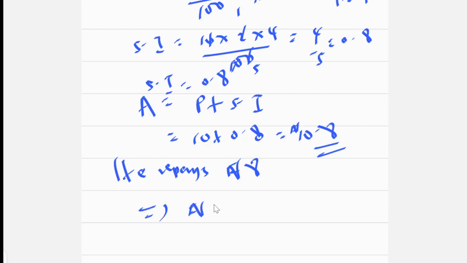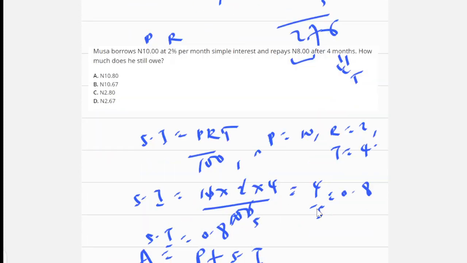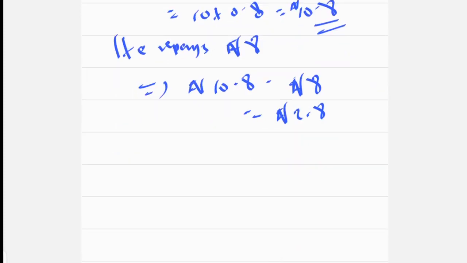That will be 10. You owe me 10.8 and you just paid 8 naira. Then the amount you are going to give me back will be what? 10.8 minus 8, which will give you what? 2.8 naira. So the answer will give you 2.8. I think the answer is C. So as you can see, the answer is C. So that's how you are going to calculate amount.